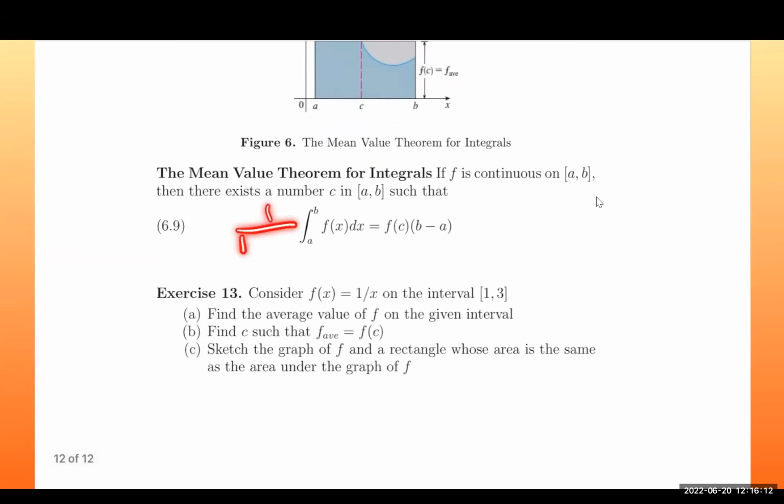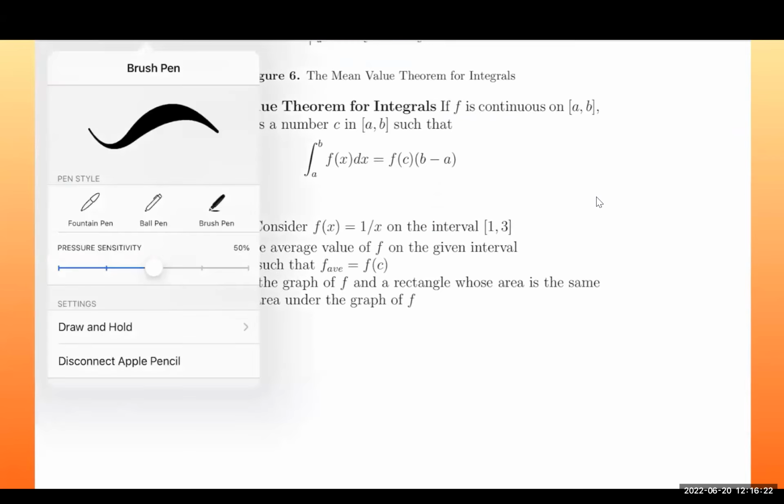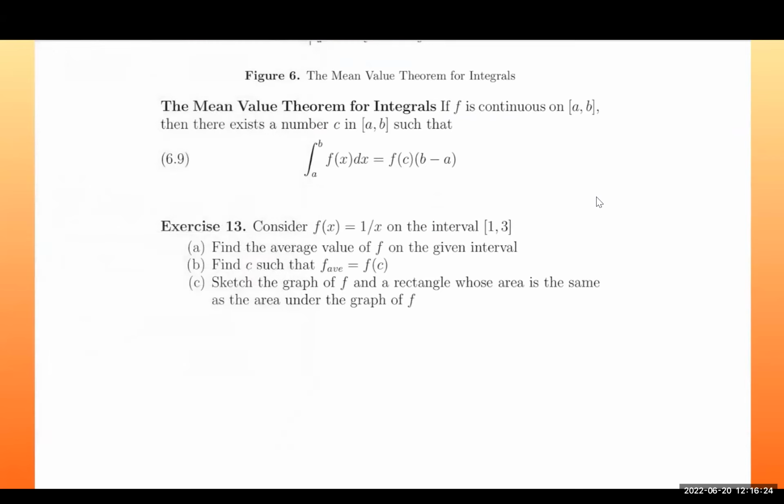All right, so as you can see, this was just b minus a, and then they multiplied both sides of the equation by b minus a, and that's why it's on this side now. All right, so for this one, it says find the average value. So we're going to do the same exact thing that we did in the previous example.